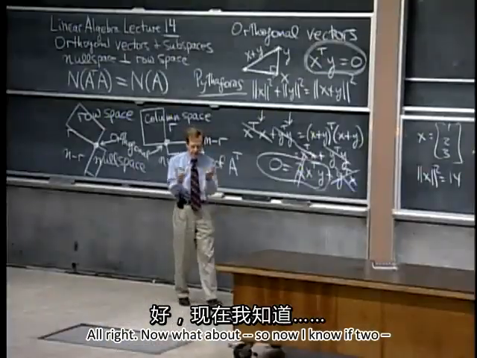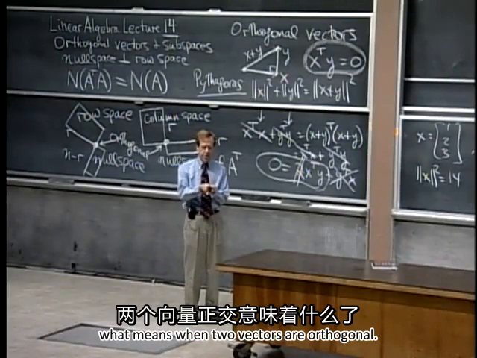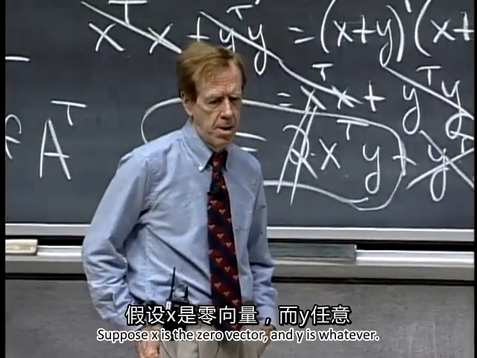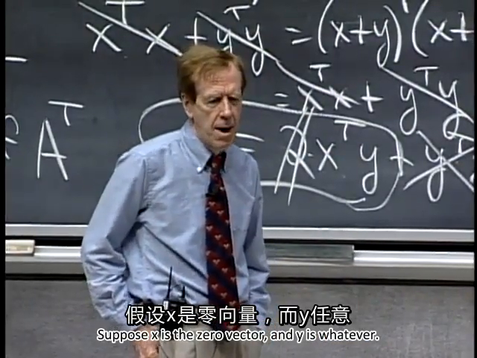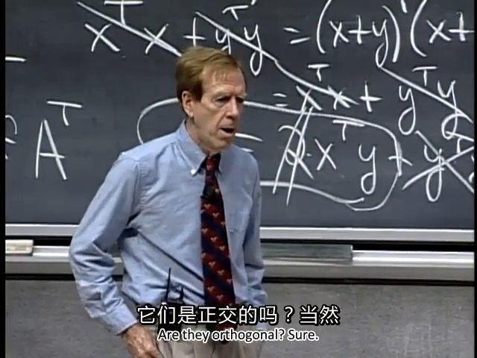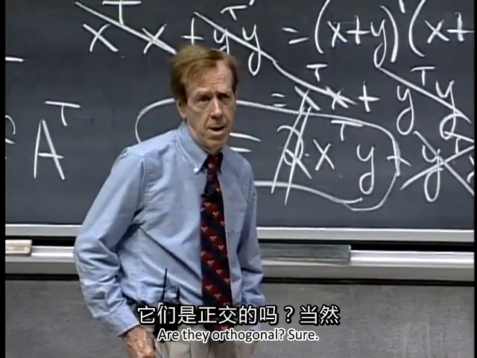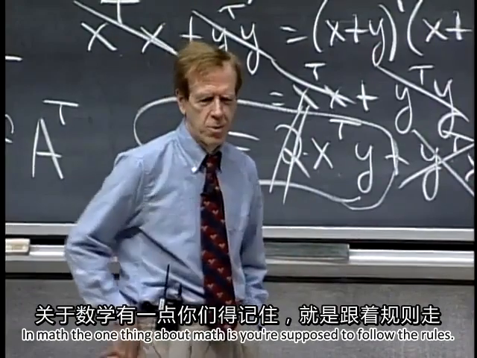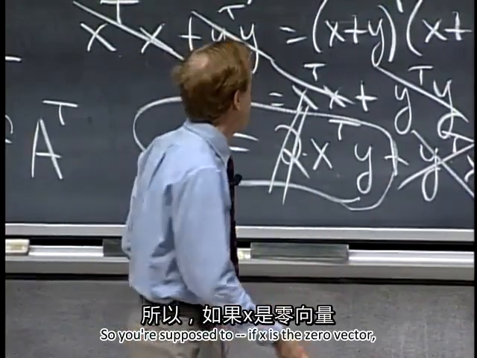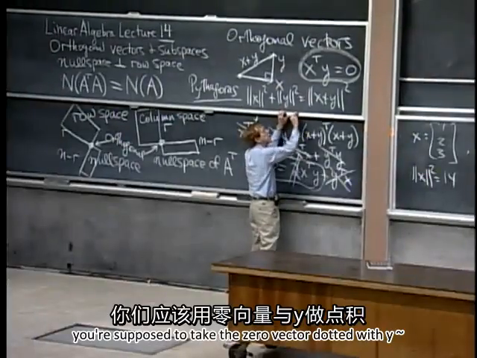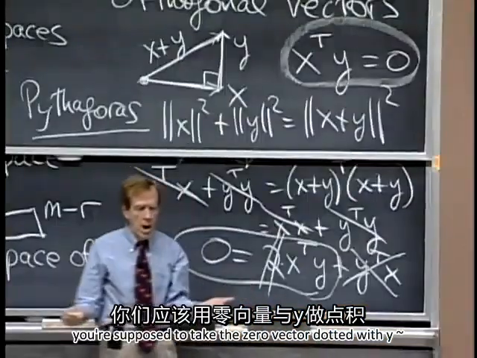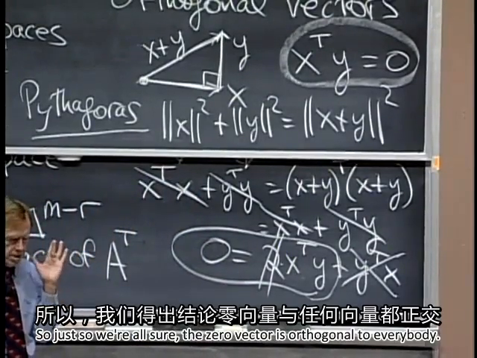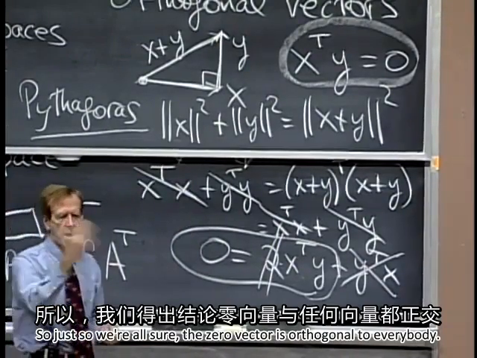Now I know what it means when two vectors are orthogonal. By the way, what about if one of these guys is the 0 vector? Suppose x is the 0 vector and y is whatever. Are they orthogonal? Sure. The one thing about math is you're supposed to follow the rules. If x is the 0 vector, you take the 0 vector dotted with y, and of course you always get 0. So, just so we're all sure, the 0 vector is orthogonal to everybody.